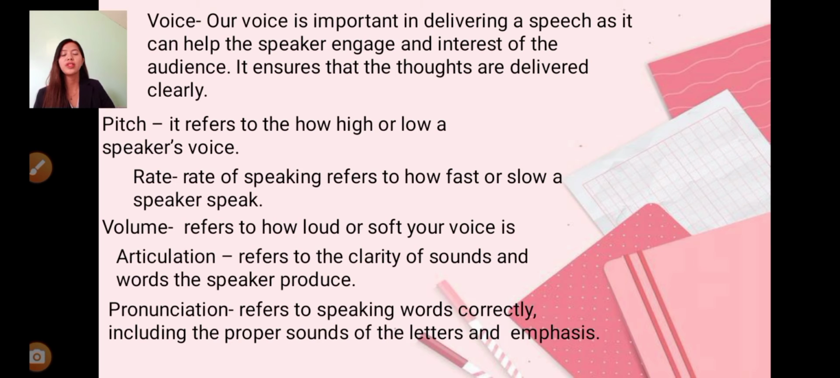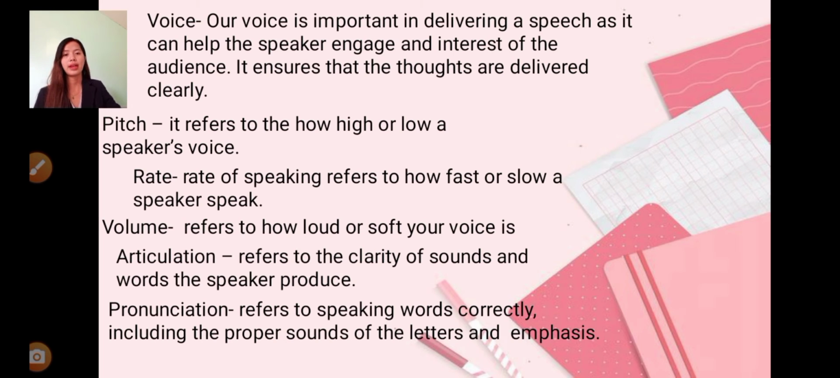Next is the pronunciation. It refers to speaking words correctly, including the proper sounds of the letters and emphasis. When we pronounce the right words in a speech, we are engaging the audience. It is very important that we pronounce words correctly so that the audience will know that you really practiced and mastered what you are delivering.